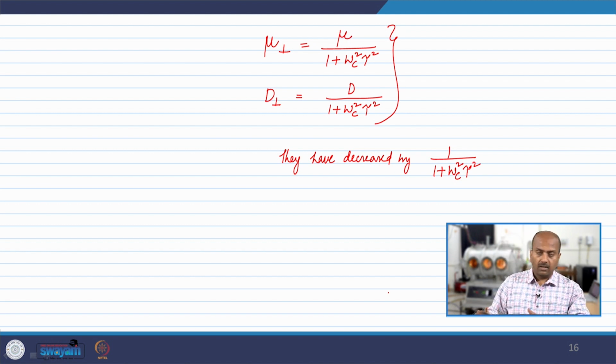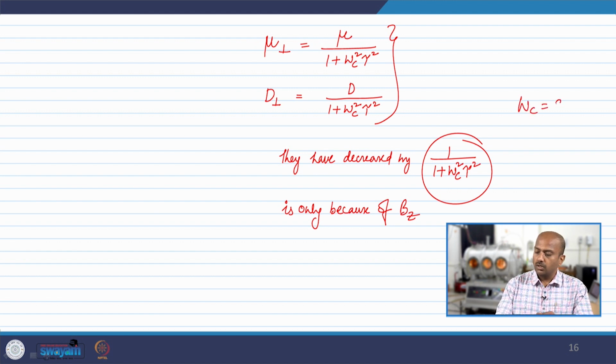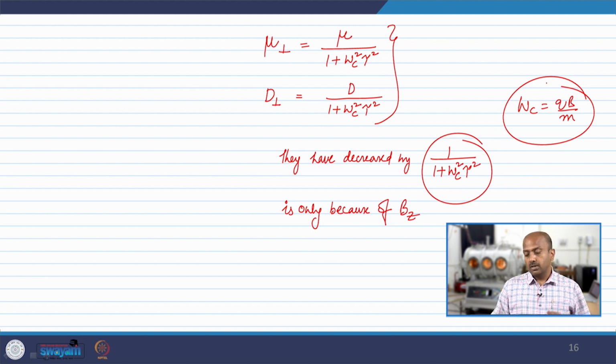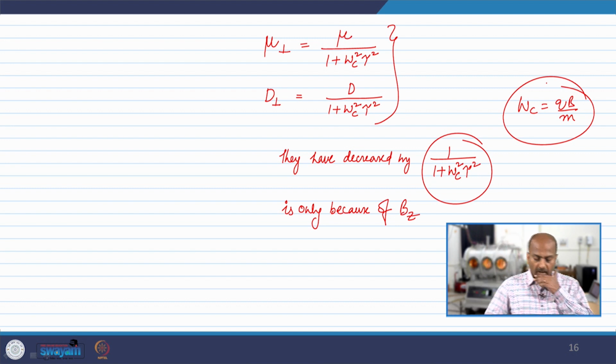Now, this scaling or decrease is only because of Bz. You do not see a Bz here, but omega c is qB by m. There it is, the magnetic field is implicitly appearing in this scaling factor in terms of omega c. So, this is the basic conclusion of this topic, which is that the magnetic field's effect is to decrease the mobility and the diffusion coefficient by this particular factor.